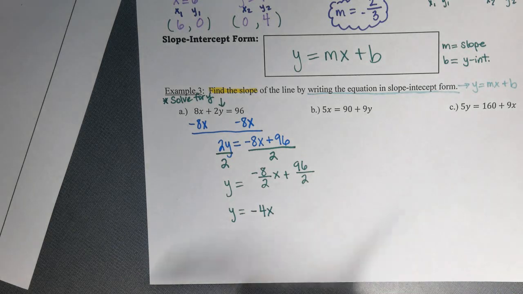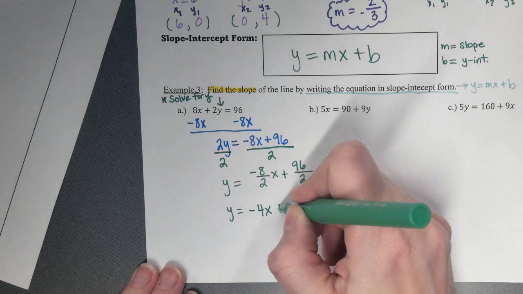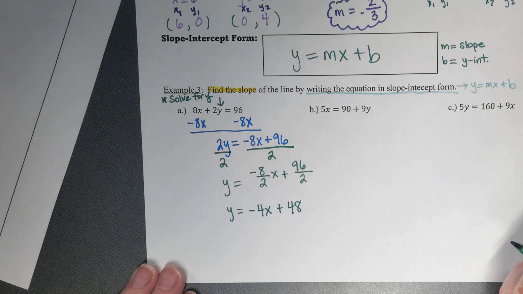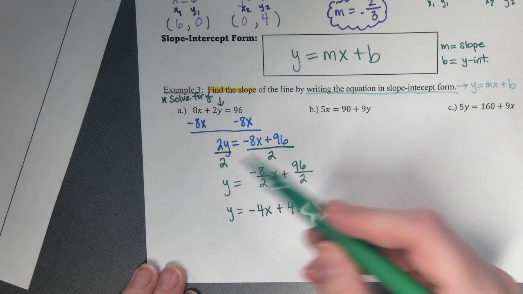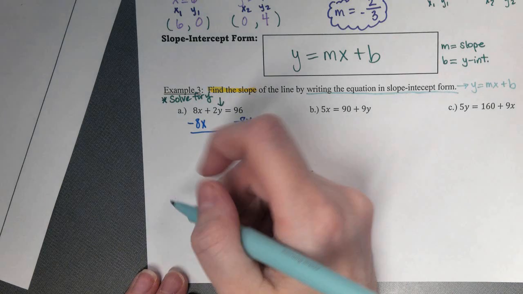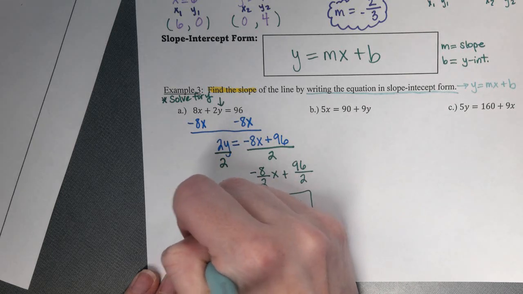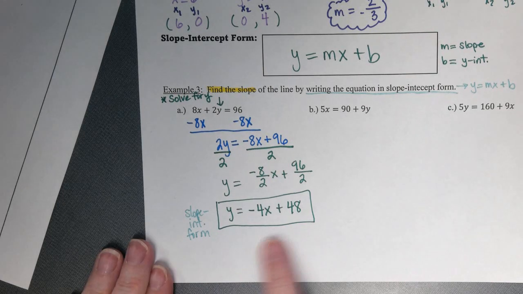If you ever have to do half of 96 without a calculator, sometimes it's easier to do half of 90. Do you guys know what half of 90 is? 45. And then do you know what half of 6 is? So if you do 45 plus 3, you get 48. So writing the equation in slope-intercept form, this is slope-intercept form. That's the first thing we have to do.